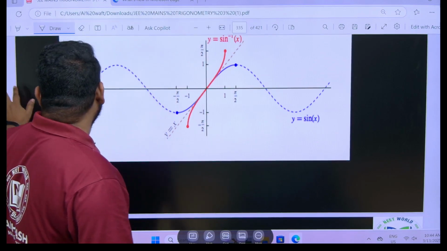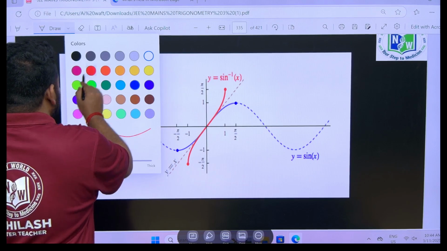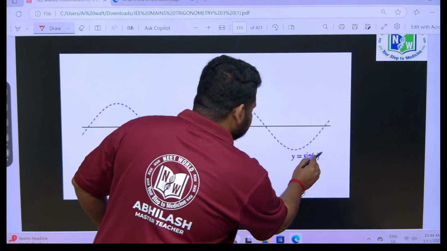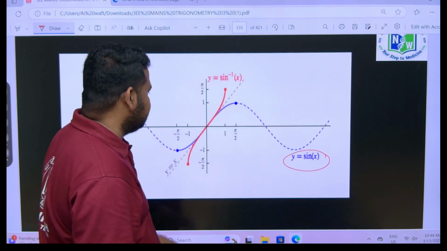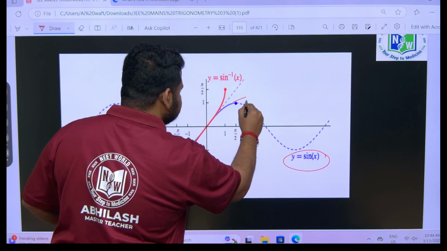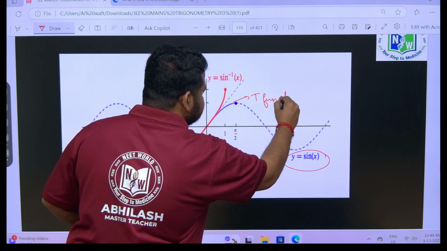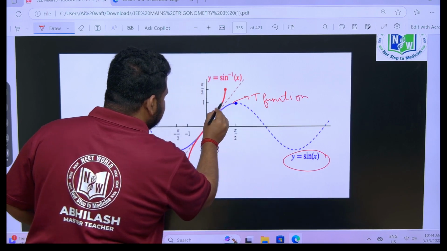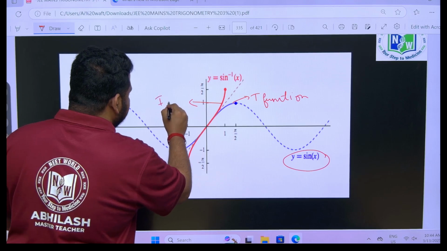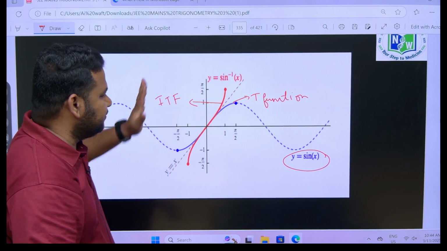So let us have a look at this, friends. This is the trigonometric function y is equal to sin x. For this, the graph is the blue line. This blue line represents the trigonometric function. And this red curve represents the inverse trigonometric function. I can represent it as ITF, that is, inverse trigonometric function.